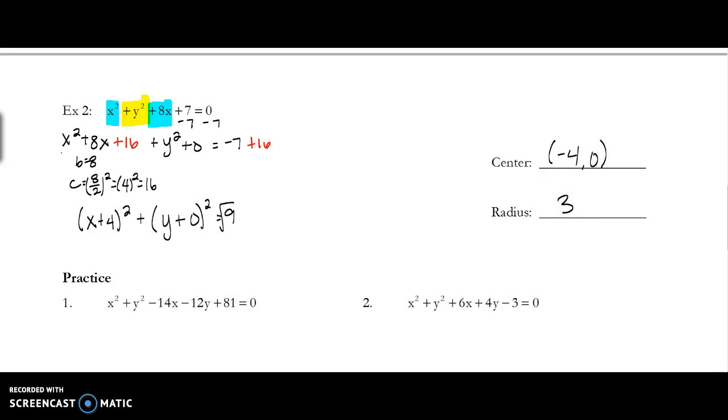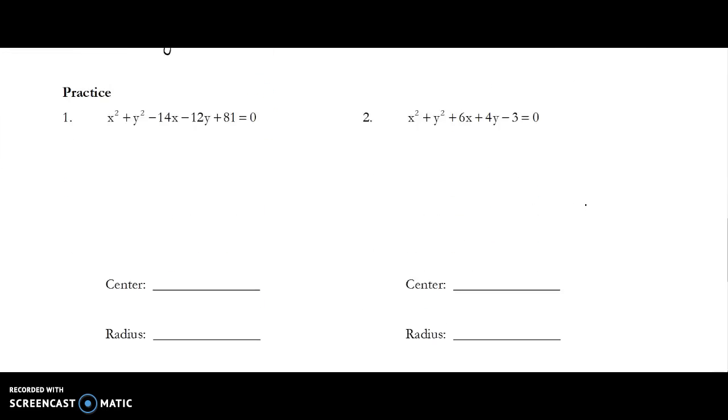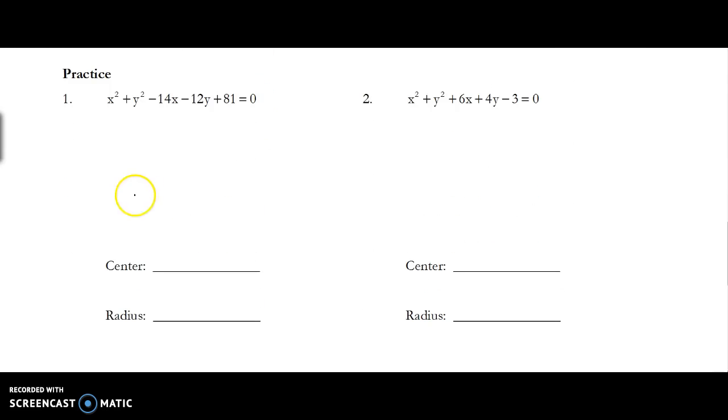So what I want you to do is please pause this video. Try problems 1 and 2. Complete the square twice. Identify your center and your radius.